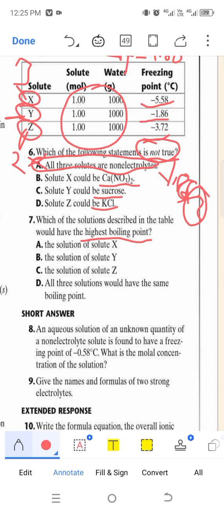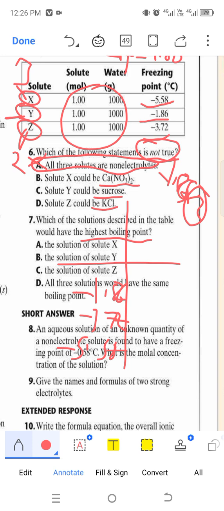D, all three solutions would have the same boiling point. So guys, the freezing points are minus 1.86, then minus 3.72, then minus 5.58. The one that has the lowest freezing point has the highest boiling point. So the minus 5.58 is for what? For the X. So A is the correct answer, and X has the highest boiling point among these three solutions.